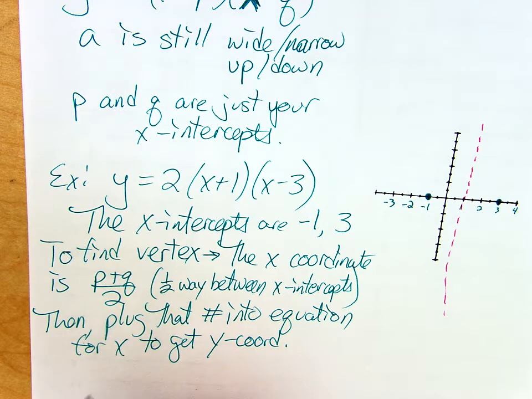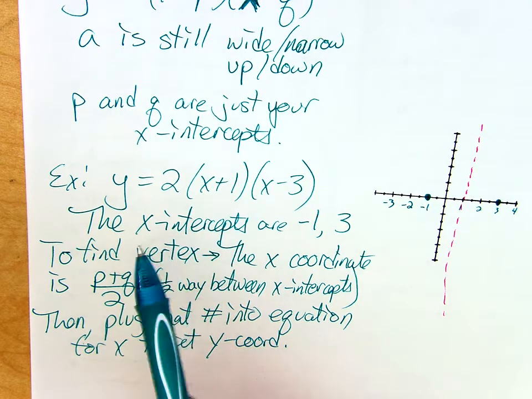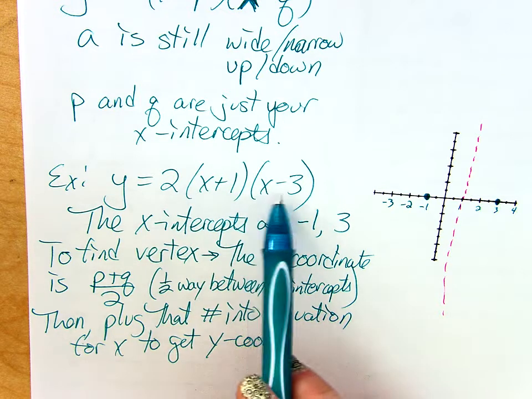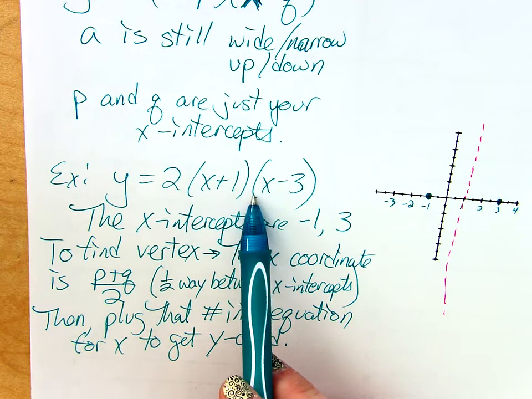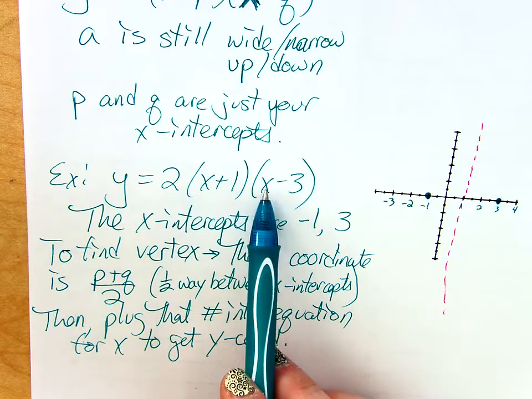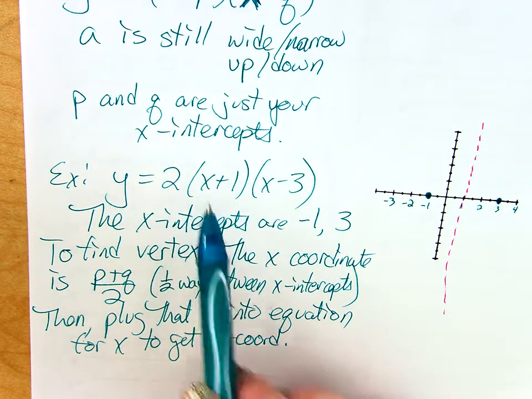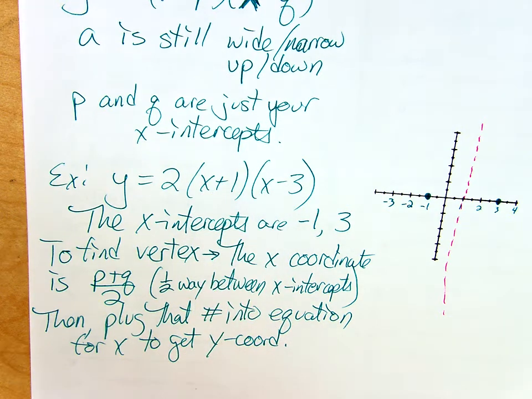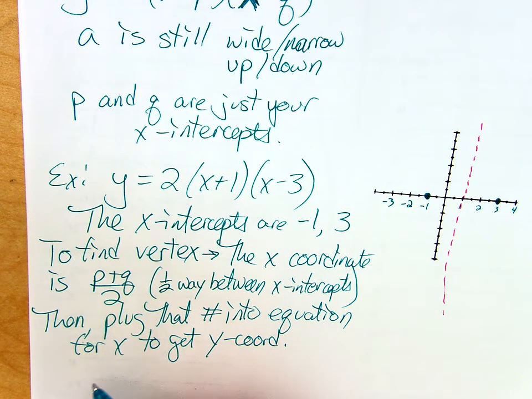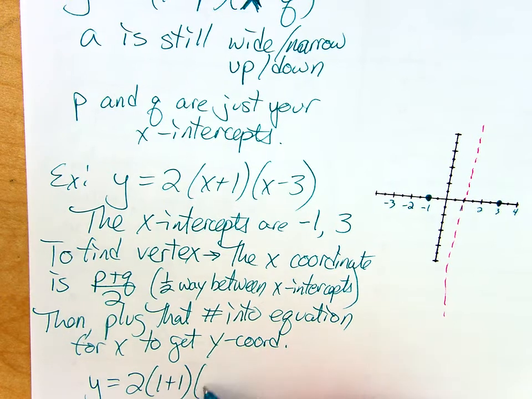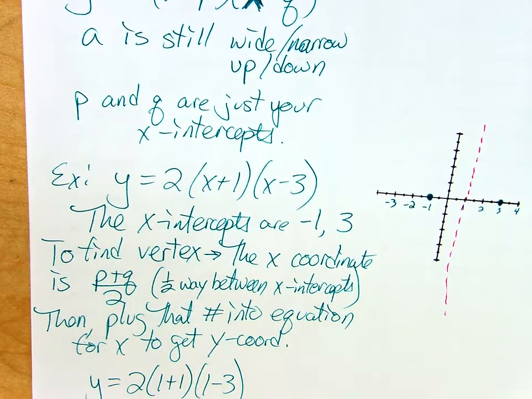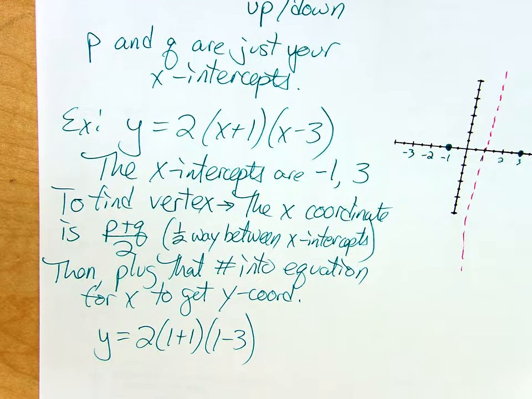So in this case, let's see. Now, this sometimes throws kids off. If I look at my original, there's 2 x's. Which one do I replace with 1? Both! X is 1, so both of those x's get replaced with 1s. And then I just do my math. So I'm going to do 2 times 1 plus 1, and then 1 minus 3. Just like that. And then I just do the math.